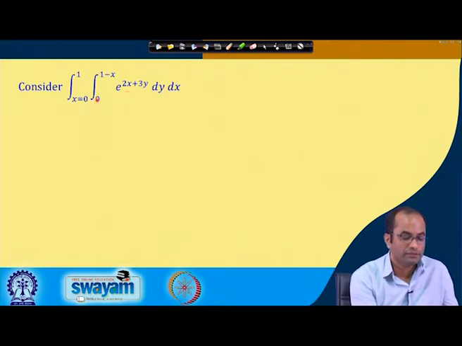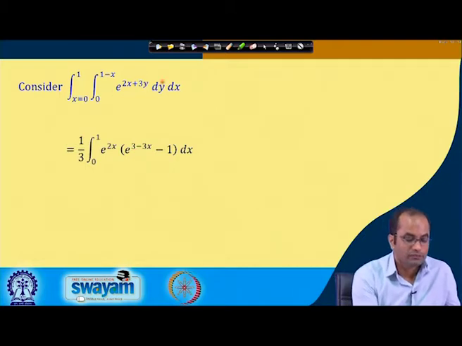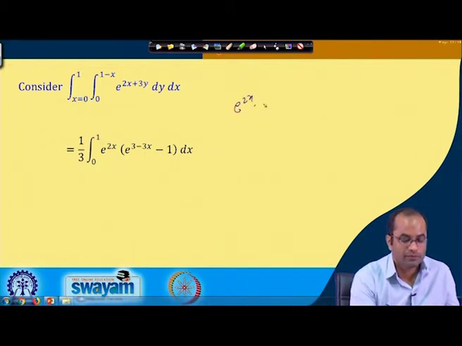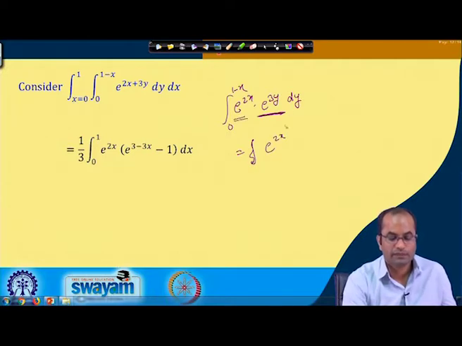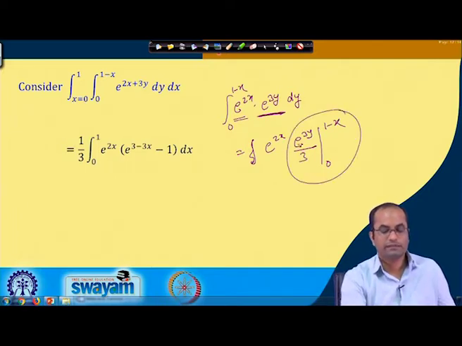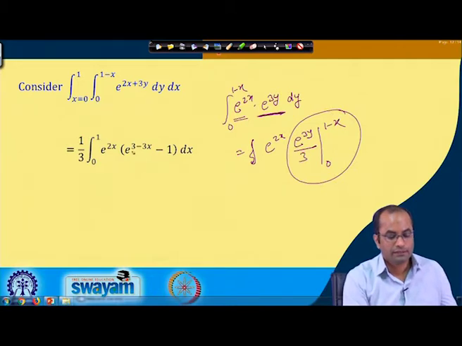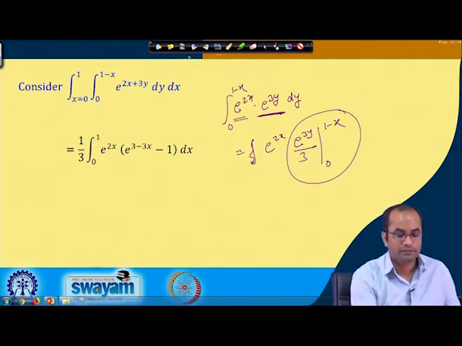So, taking this one here, y from 0 to 1 minus x, and x goes from 0 to 1. We will integrate the inner one with respect to y. So, we have here e power 2x and then e power 3y, that is our integrand. Integrating with respect to y, the inner integral of 1 minus x dy, we get e power 2x as a constant with respect to y, and e power 3y becomes e power 3y over 3, with the limits 0 to 1 minus x. When we put the upper limit here, we get e power 3 minus 3x, and then minus 1 here, and e power 2x is sitting there.